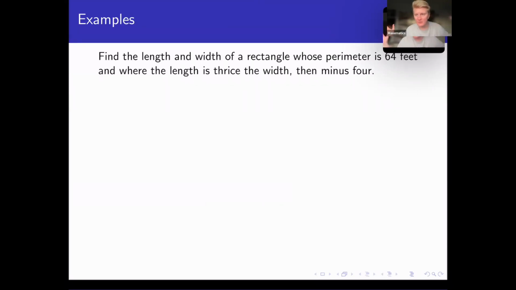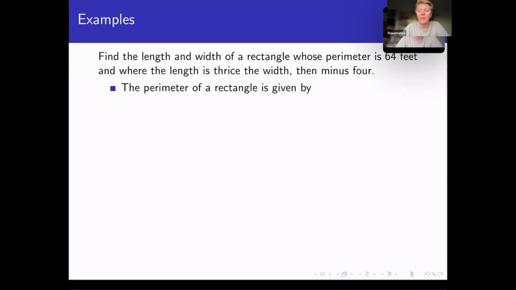Okay, another example, right? Kind of a hodgepodge there, a little all over the place. Find the length and width of a rectangle whose perimeter is 64 feet. Let me get my camera out of the way. Whose perimeter is 64 feet and the length is thrice the width, then minus 4.